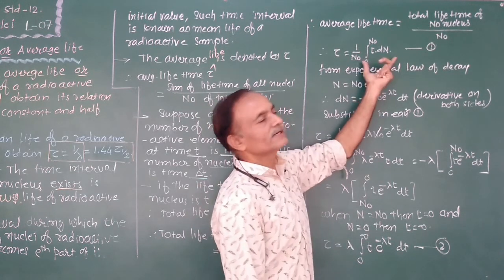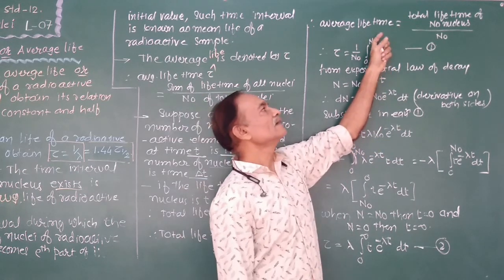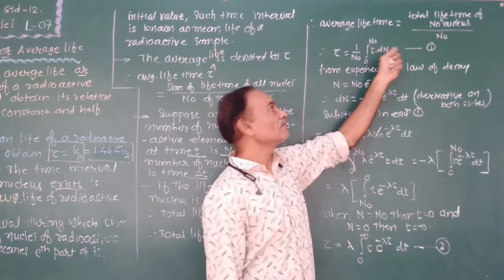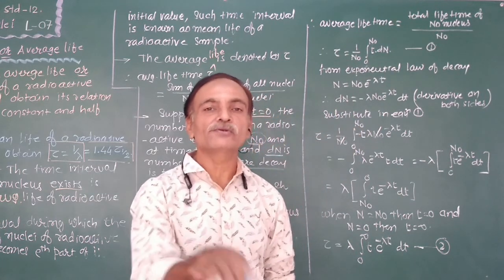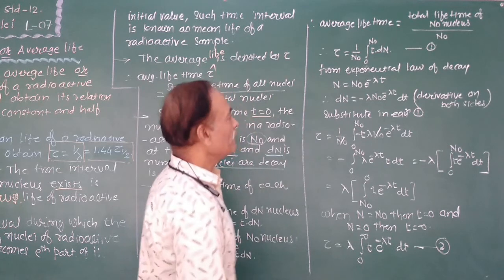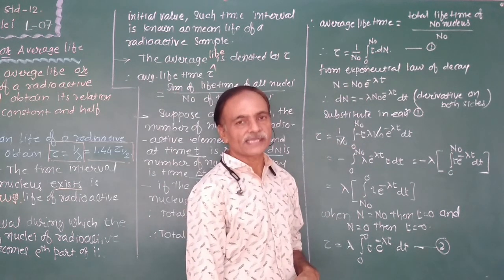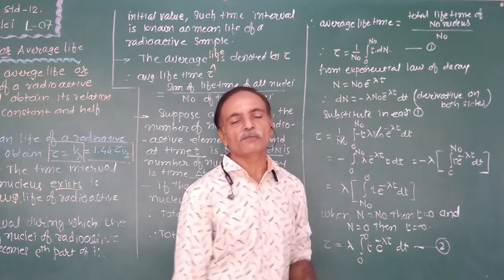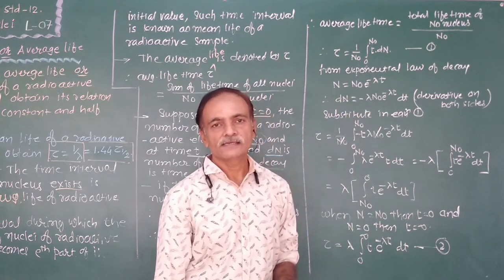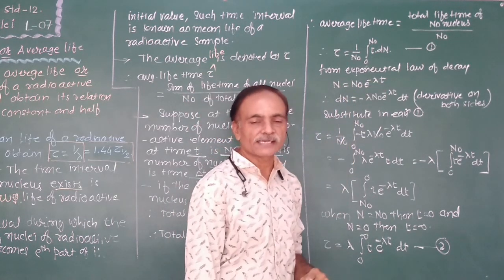Now we have to take the integration of this term. But here the function is in terms of t while the variable is n. We have to convert this variable n into t. For that purpose, we use the exponential law of radioactive decay: n is equal to n0 e to the power minus lambda t.